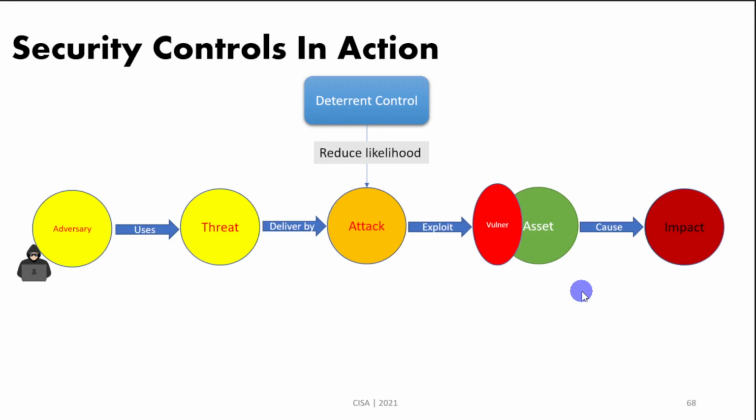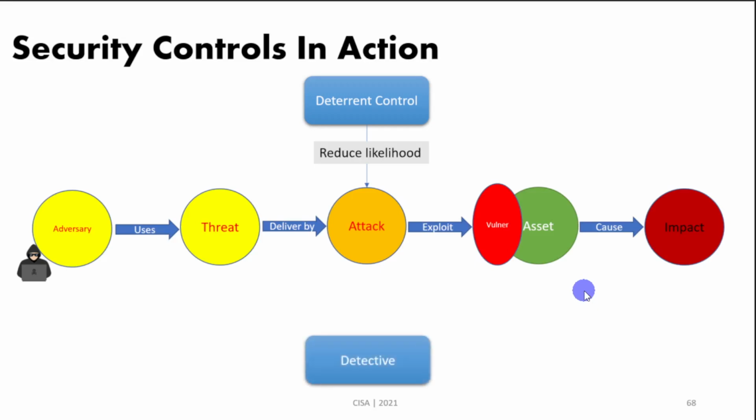So deterrent control is reducing the likelihood, and we didn't discuss that in our last slides. We only discussed the detective, preventive, and corrective. Take note that we also have a kind of control which is a deterrent control, and a deterrent control is simply reducing the likelihood.